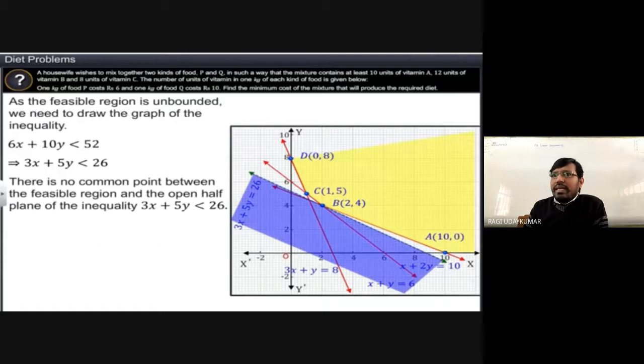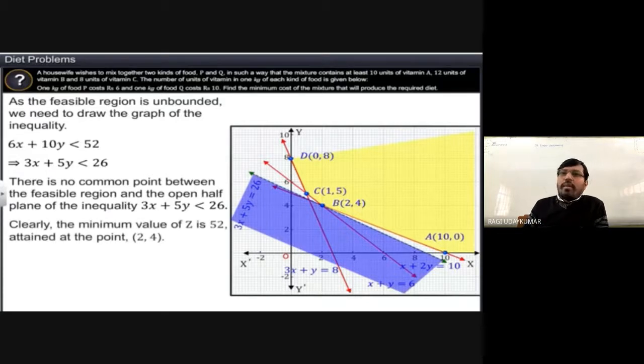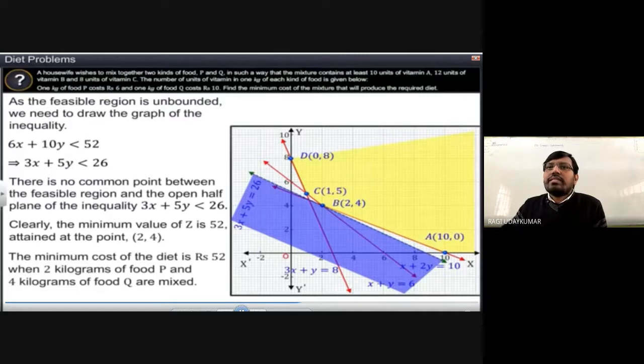What is the common point between these two? Only B is the common point, because actually there is no other common point. So therefore, the minimum value of z is 52, attained at a corner point. That is nothing but 2 kilograms of food P and 4 kilograms of food Q. If the housewife makes that mixture, then with minimum cost and all conditions satisfied, she is going to get it. So this is called a diet related problem.